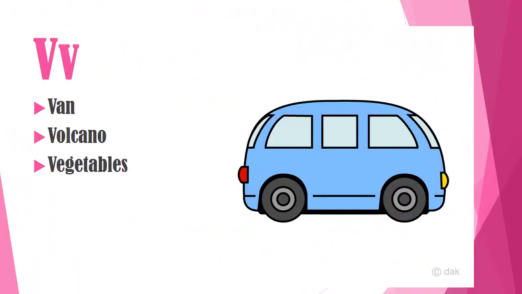V is for van. So the sound of V is V. Van, volcano, vegetables.